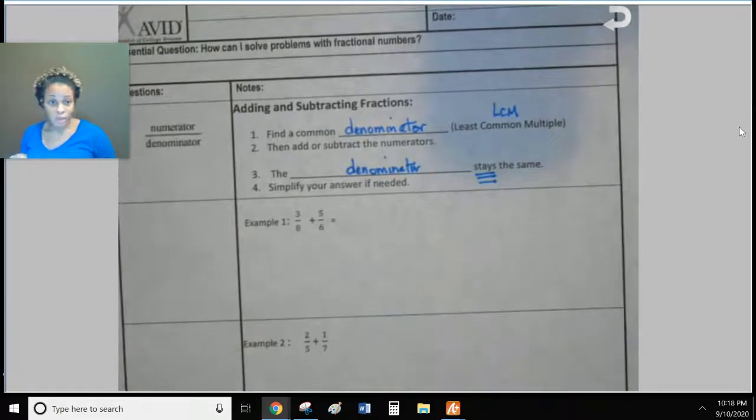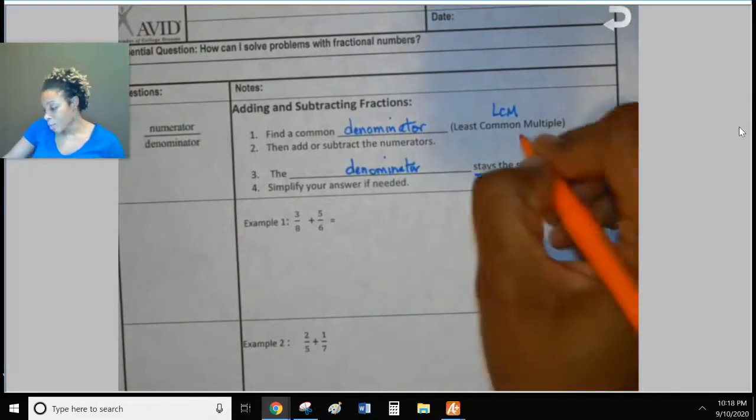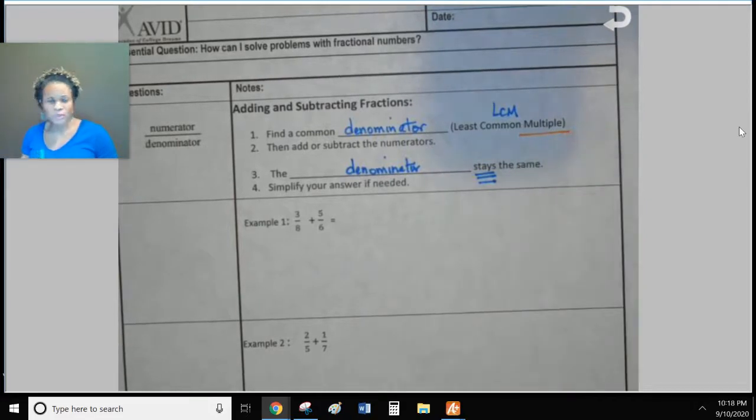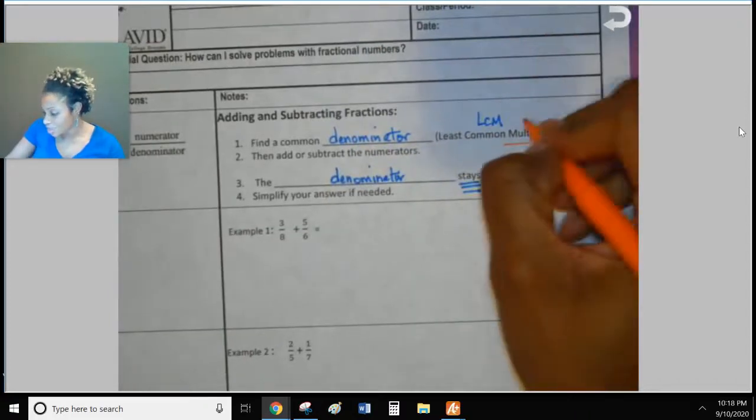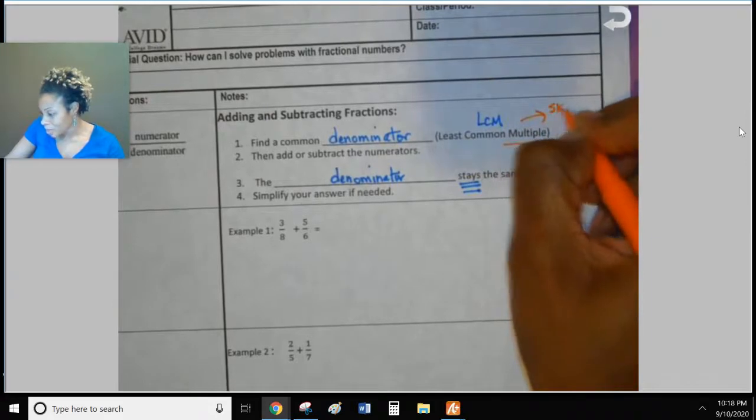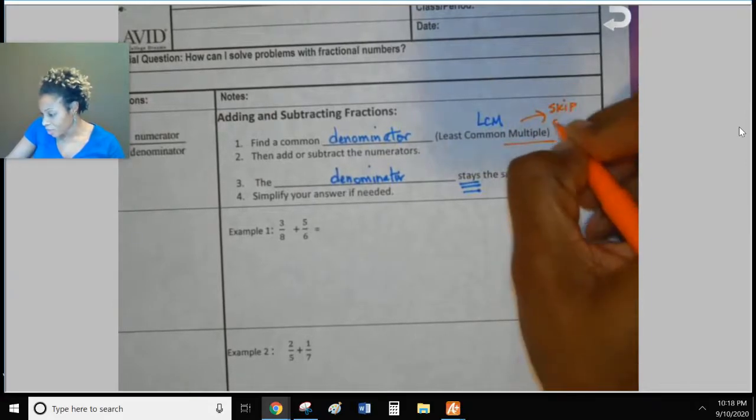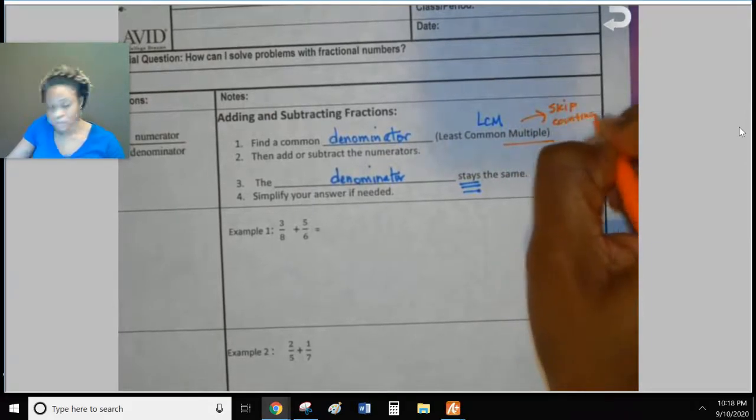So I wanted to go back and talk about what is a multiple. We've talked about products, we've talked about factors, but we haven't really talked about a multiple. Multiples are super easy. They're easier than factors because multiples is just skip counting. You did it in elementary school.